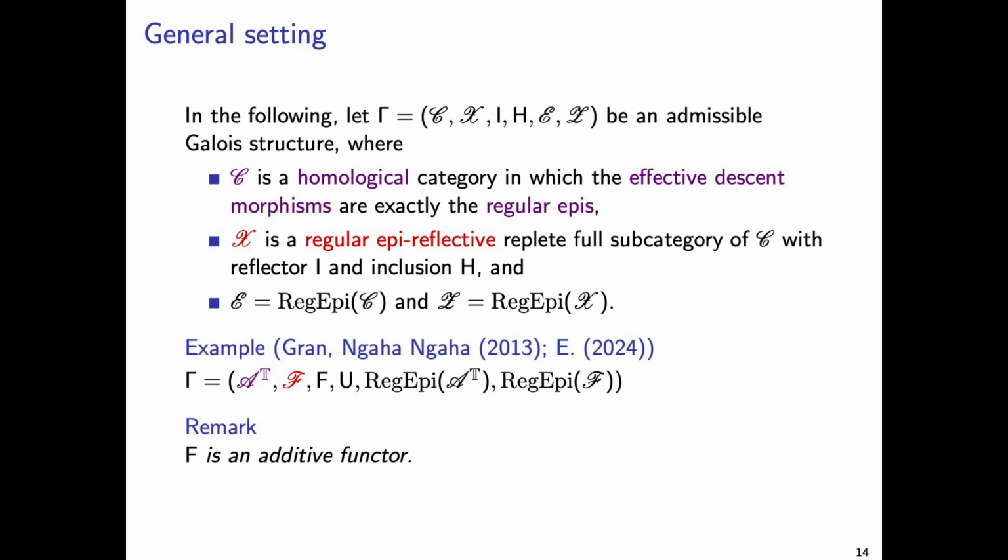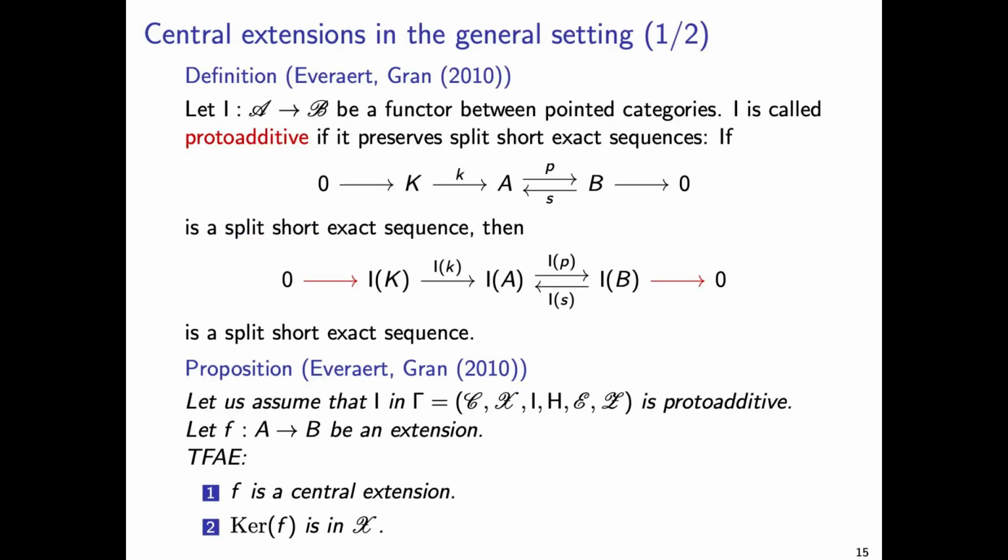So if we have a short exact sequence K, A, B like this, then its image under I is the split short exact sequence. And the crucial result is now that if we assume that I in Gamma is further quasi-additive, then an extension is central if and only if its kernel lies in the subcategory X. For the proof, one can in general show that if F is a central extension, then its kernel must lie in X. But for the converse implication, the quasi-additivity of I is essential.